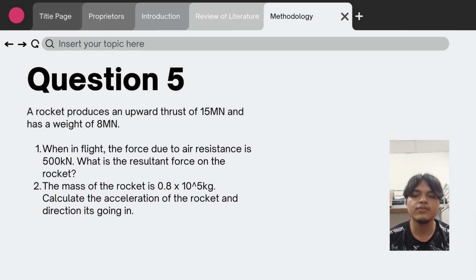Last, question 5. A rocket produced an upward thrust of 15 meganewton and has a weight of 8 meganewton. Question A. When in flight, the force due to air resistance is 500 kilonewton. What is the resultant force on the rocket? For question B. The mass of the rocket is 0.8 times 10 to the power of 5 kg. Calculate the acceleration of the rocket and the direction it is going in.